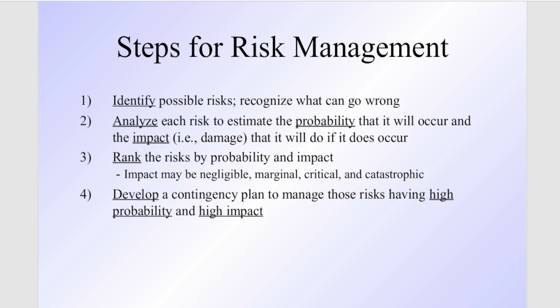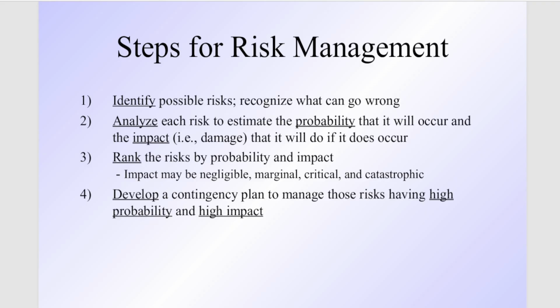First is to identify the possible risks. That means what can go wrong in a project, from a technical perspective or a business perspective. You identify all those parts in your complete project plan. Secondly, you analyze each risk to estimate the probability that it will occur and the impact or the damage it will do if it does occur.